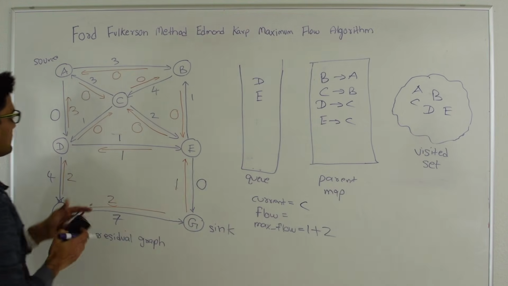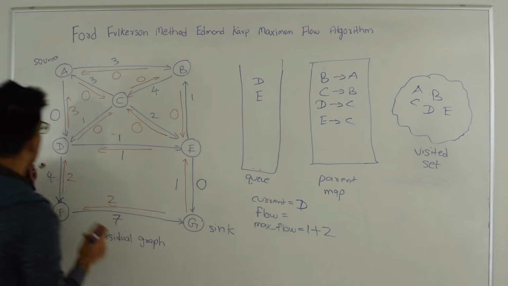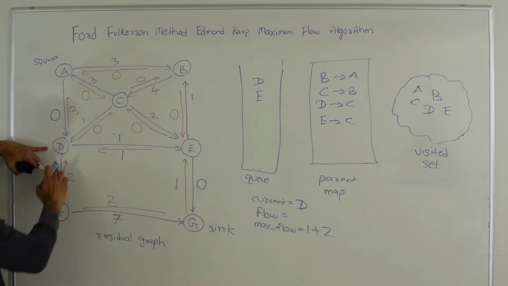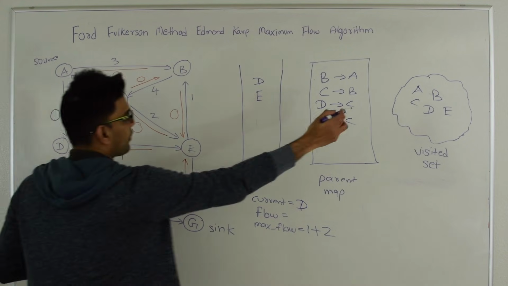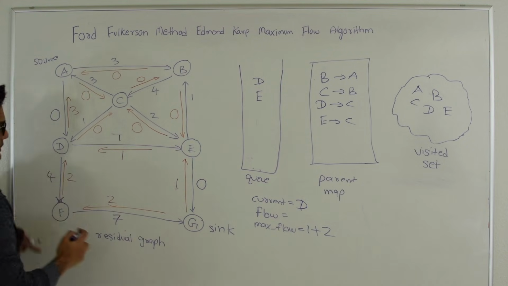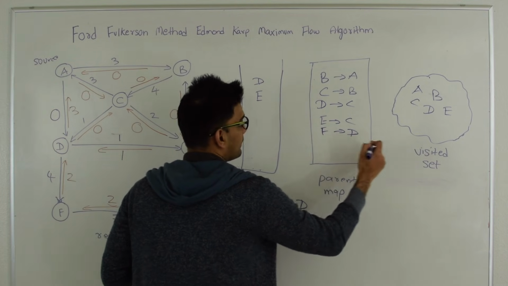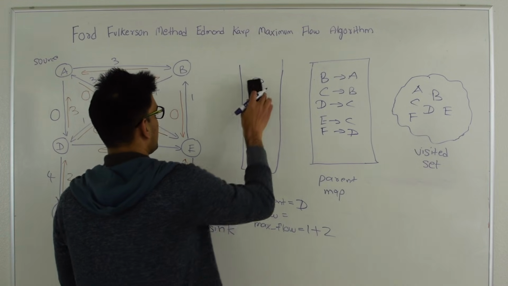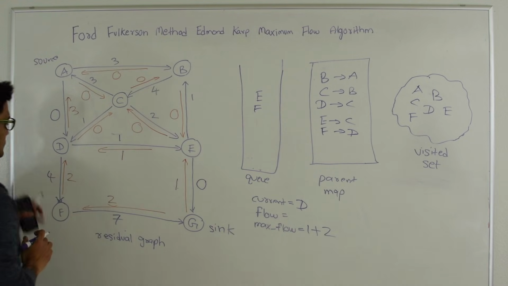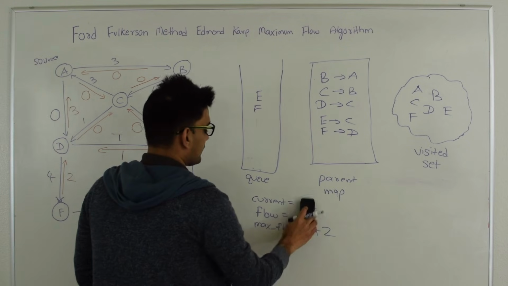So next, again, let's get from the top of the queue. So this time it becomes D. So D has E, where residual capacity is greater than 0, but E is already visited, so we cannot visit that. So we'll visit F. So F got introduced by D. F goes here and F goes here, and D comes out of the queue. So next, explore neighbors of E. So current becomes E.